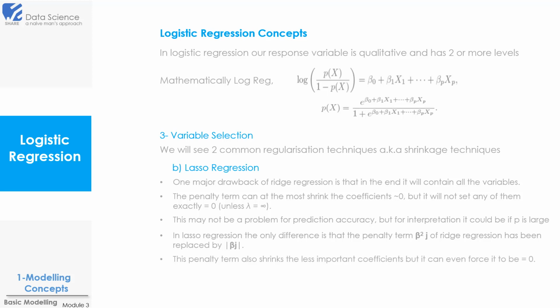Now this penalty term also shrinks the less important coefficients, but it can even force them to be exactly equal to 0. Hence, much like other methods such as forward selection, backward selection or mixed selection that we saw previously, this will also result in fewer variables and hence would result in ease of interpretation. So that was all about ridge regression and lasso regression.